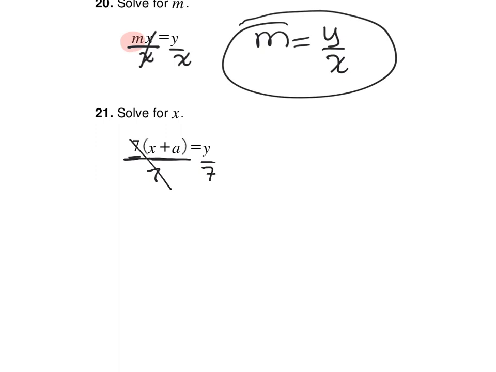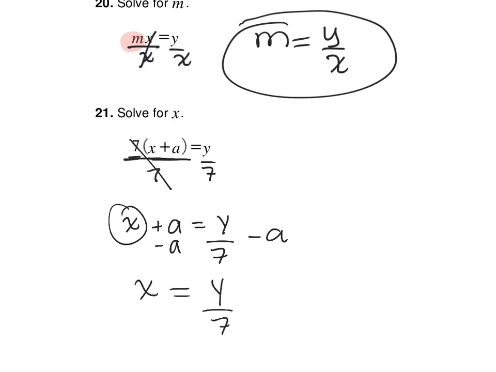So when I rewrite that, I'm left with X plus A equals Y over 7. Now I want the X still by itself. So I'm going to subtract A, and you're left with X equals Y over 7 minus A. And that's all.